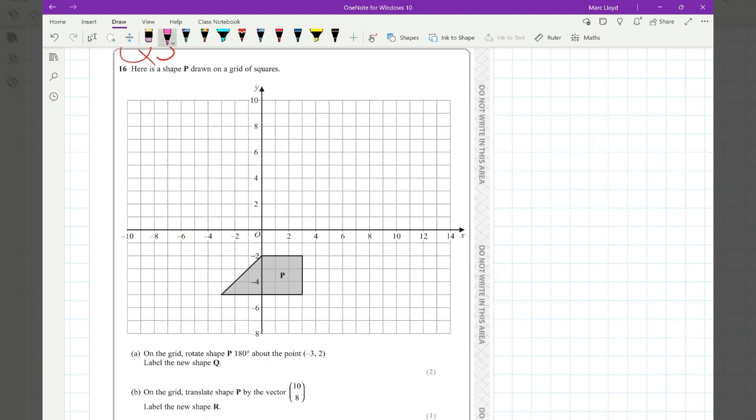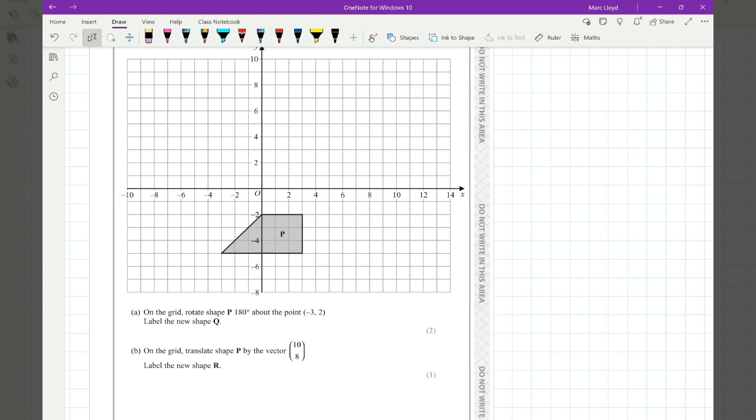Here is shape P drawn on the grid of squares. On the grid, rotate shape P 180 degrees, about -3, 2. So because this is 180 degrees, it's going to go all the way around. Doesn't matter what direction it goes. 1, 2, 3, 4, 5, 6, 7. 1, 2, 3, 4, 5, 6, 7. So that's where that vertex is going to go.